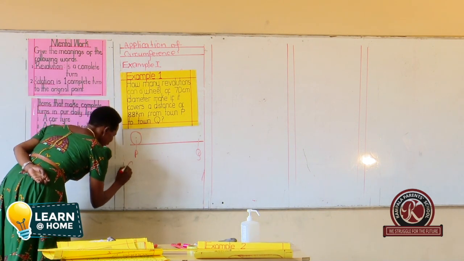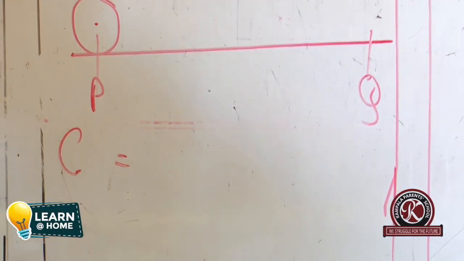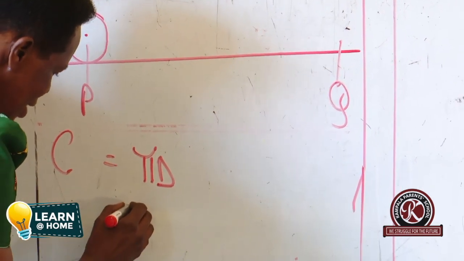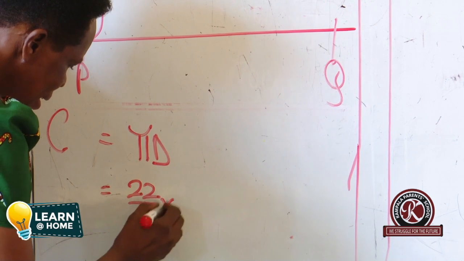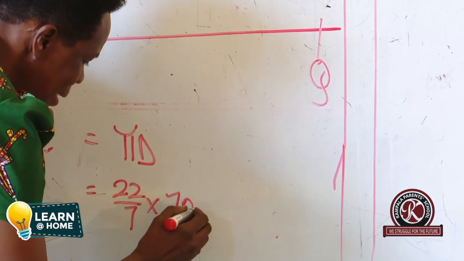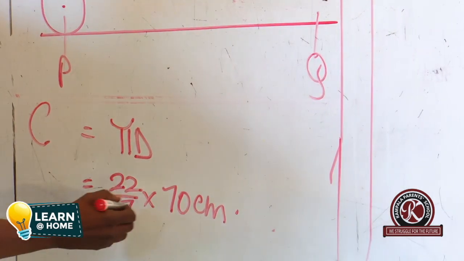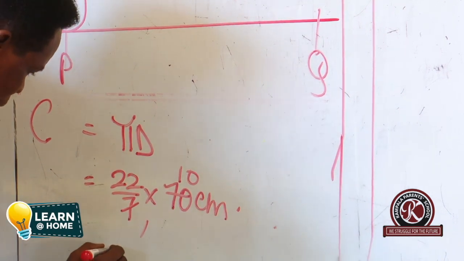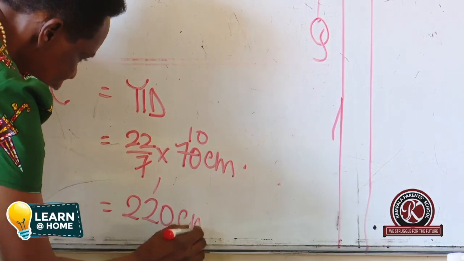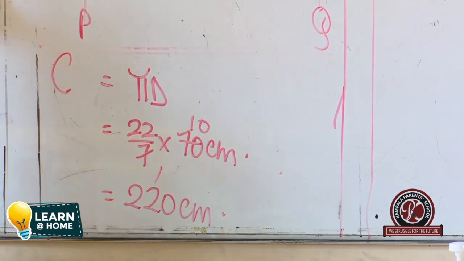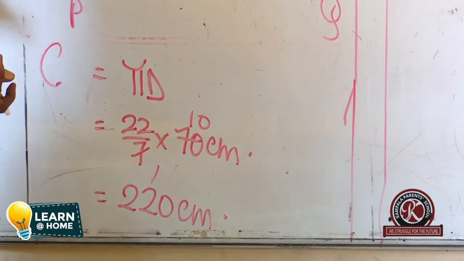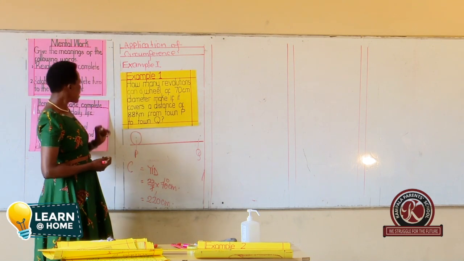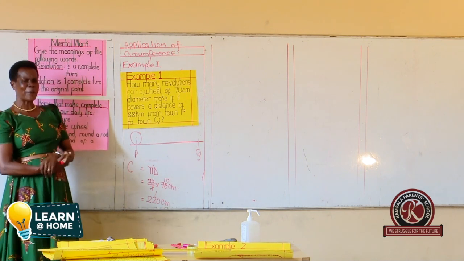So we say circumference equals, what have they given? The diameter. Circumference equals pi d, which gives us 22 over 7 times the diameter, which is 70 centimeters. By 7, once by 7 here, what do we get? 10. We get 220 centimeters. That is the circumference of that wheel, because they said it has a diameter of 70 centimeters. Now, there is a problem. I don't know whether somebody has seen a problem there.